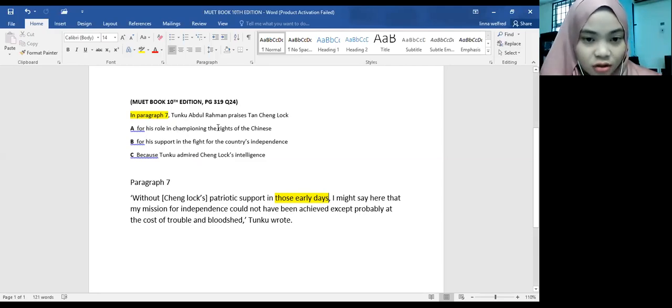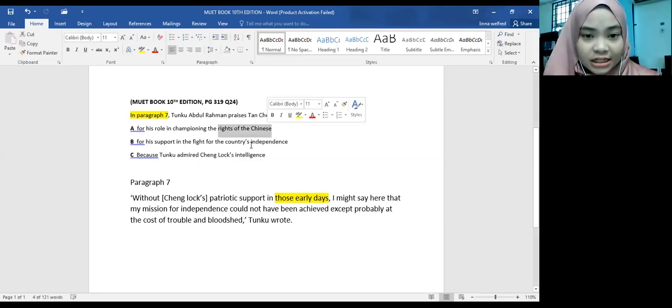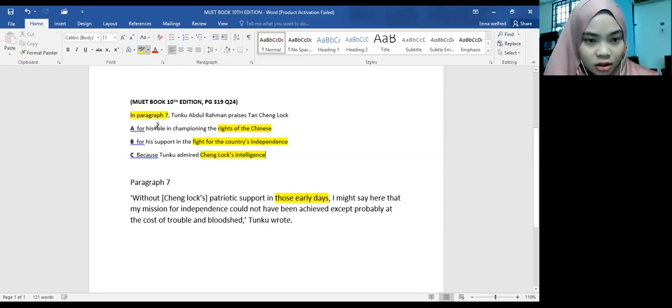First, I take the most different keywords, which are rights of the Chinese. These are the biggest subject of the answer options. Rights of Chinese, fights for independence, and Cheng Lock's intelligence. Here, the roles are what make it different: roles, support, and admire.